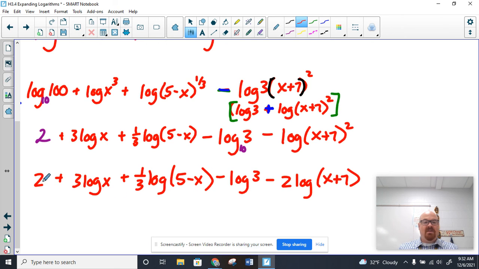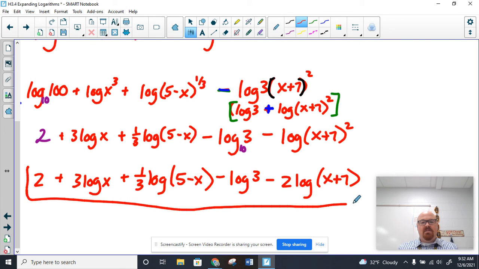Okay, last check. This has already been evaluated. No products, powers, or fractions. That's as good as that one's going to get. Kind of a beast, right?